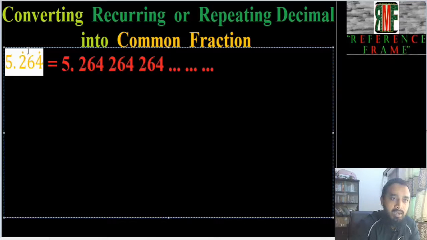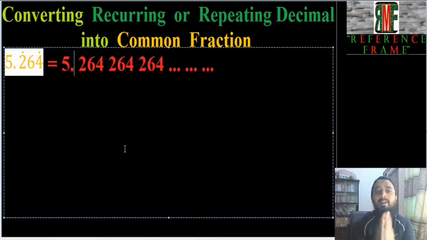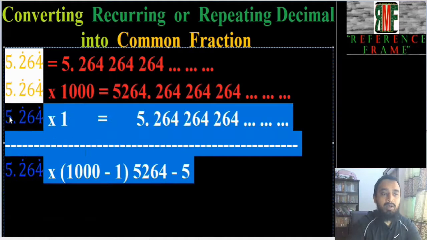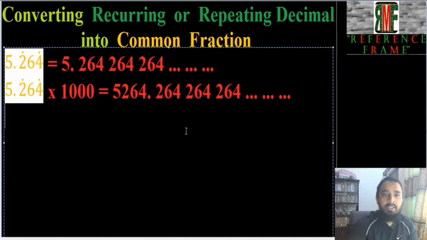So how many decimals after the point? 1, 2, 3. And how many of them repeat? All 3 are repeating. So first of all we need to multiply with 1000, since there are 3 digits. By multiplying with 1000 we get 5264.264264, whatever it is. Ultimately we are multiplying the right hand side, not the left hand side. The left hand side remains as it is.